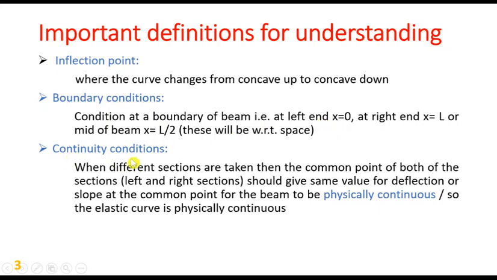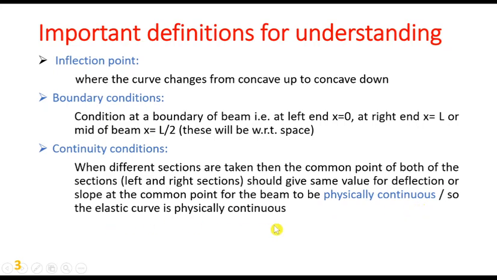Continuity conditions, as the name shows, are about something that is continuous, for the body to be continuous. When different sections are taken, the common point of both of the sections matters. This sentence has the context of a beam. In a beam, if different loadings are acting, we have to divide the beam into different sections. If different sections are taken, then at the common point of both sections, left and right, they should give the same value for deflection or slope for the beam to be physically continuous.